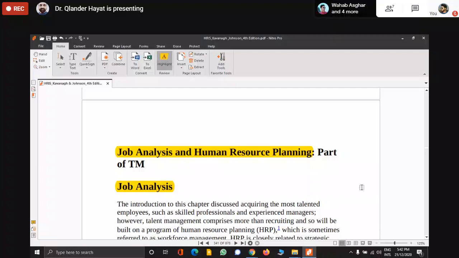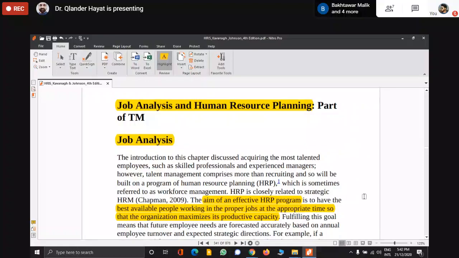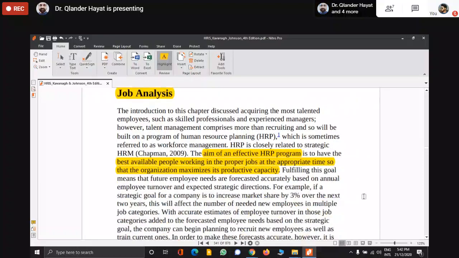So first of all, we will discuss how job analysis plays a role in talent management. So when you are going to attract any employee, the aim of an effective human resource planning program is to have the best available people working in the proper jobs at the appropriate time, so that the organization maximizes its productive capacity.